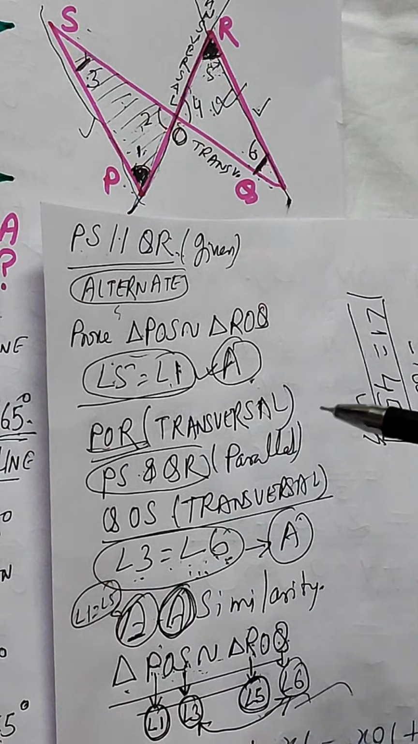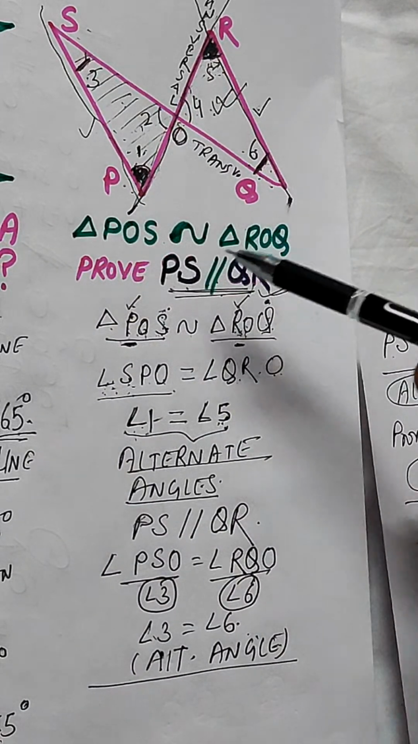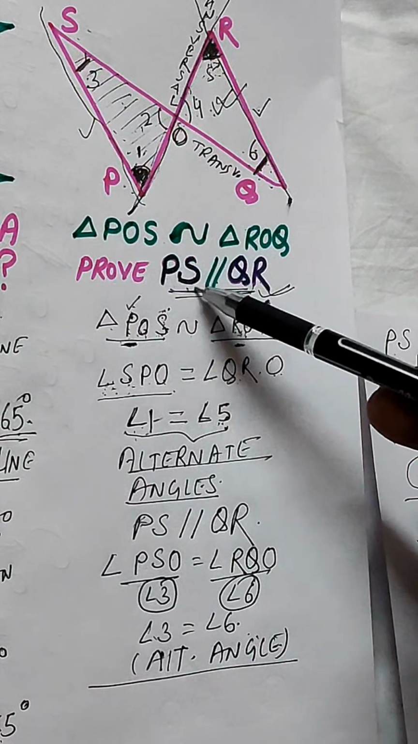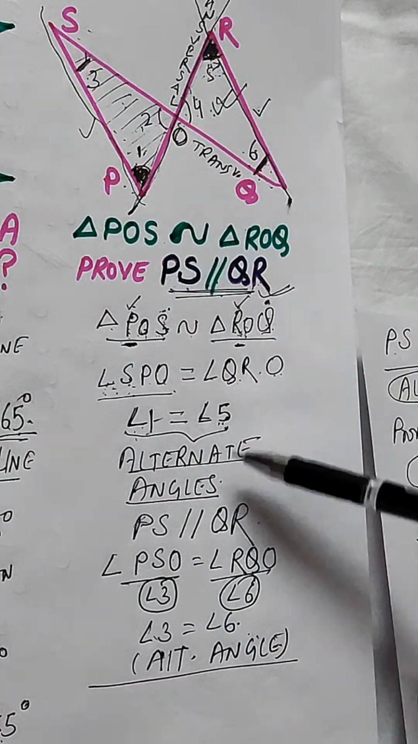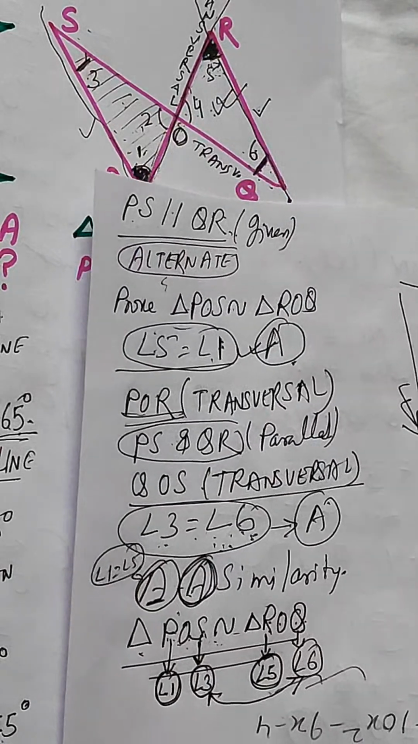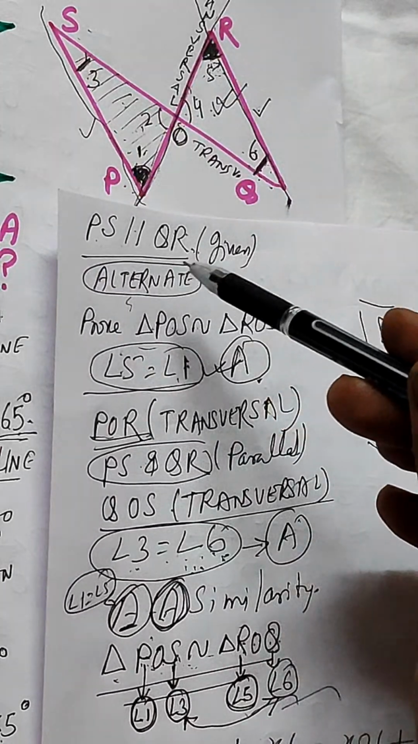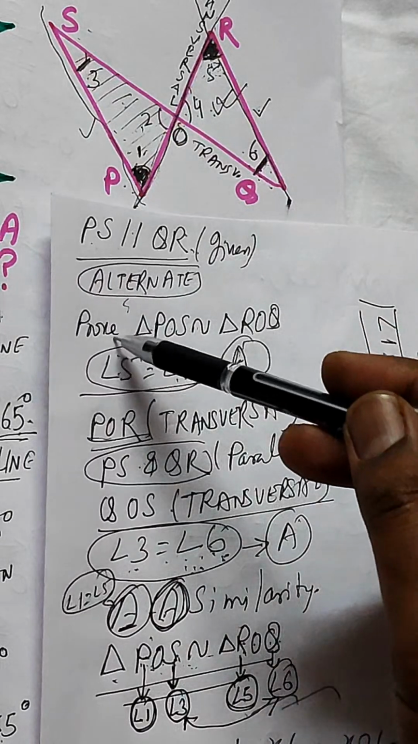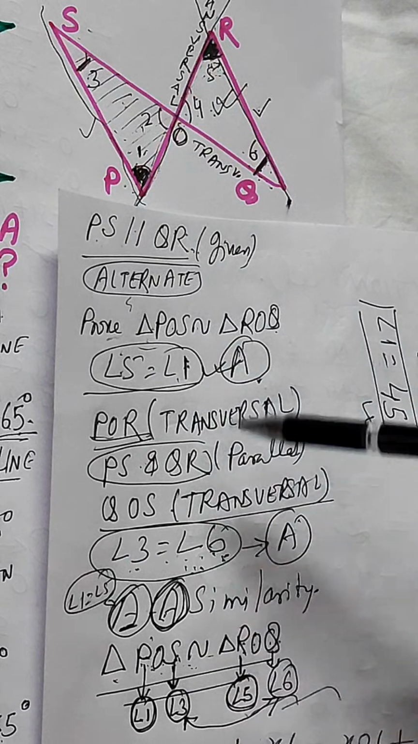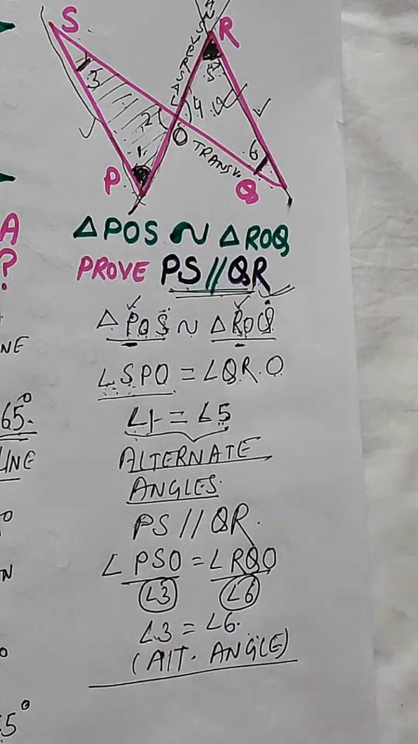Okay. So I think students, in this way we have solved the questions which we have discussed. Okay, we have solved two questions. First, in this question, it's given that triangle POS is similar to triangle ROQ, and we have proved PS parallel to QR in this way. Alternatively, if PS is parallel to QR is given to you, then we have to prove POS similar to ROQ. That we have already proved. Okay, so both parts of this question are solved.